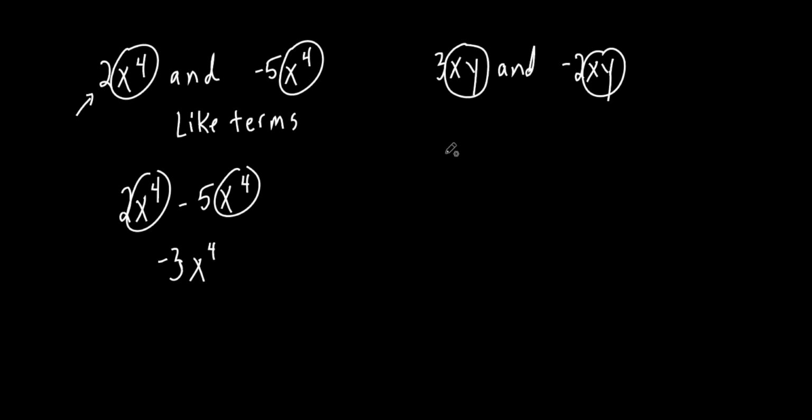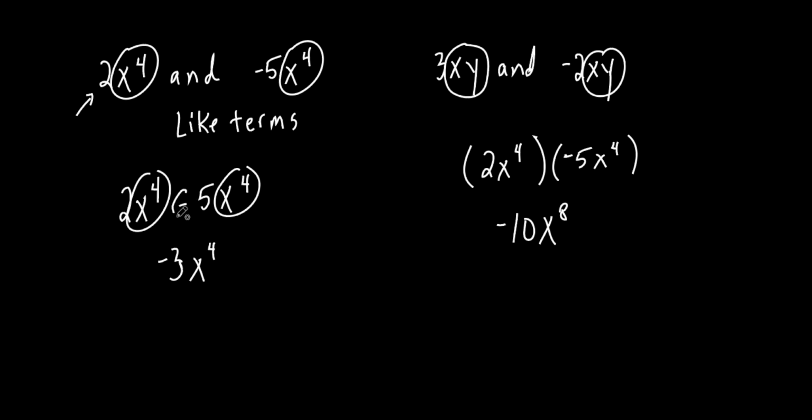All right? Because what if I had this? What if I had 2x to the 4th times negative 5x to the 4th? Then you would add the exponents. So if this was multiplication, what would we do? 2 times negative 5 is negative 10. X to the 4th times x to the 4th, when you multiply with the same base, what do you do with the exponents? Add them up. So that would be that. You see the difference? But this is subtraction or addition, okay?